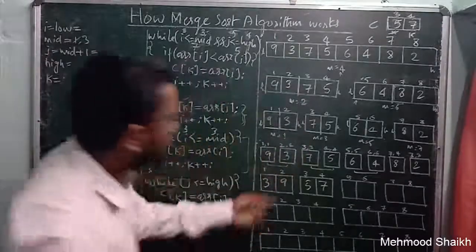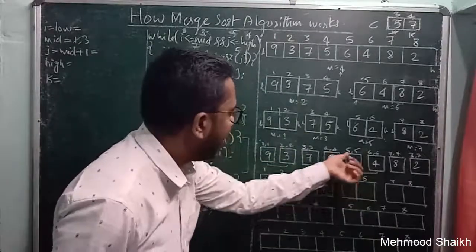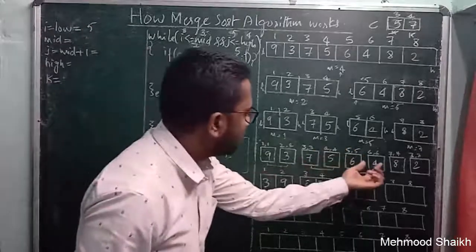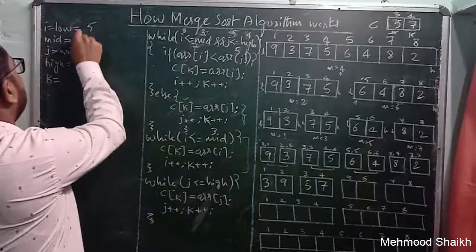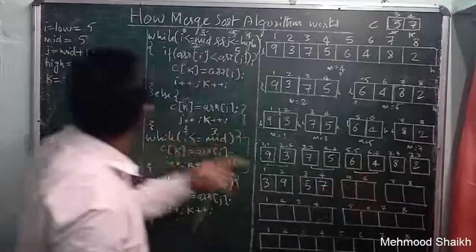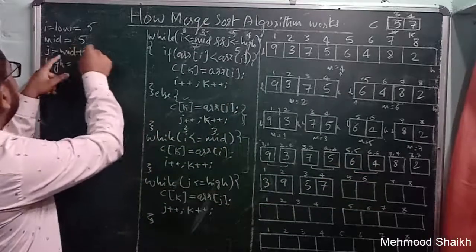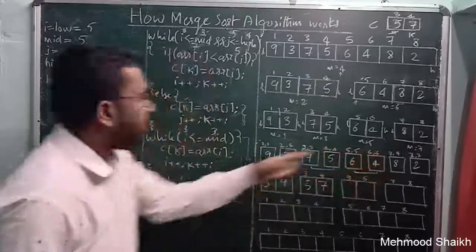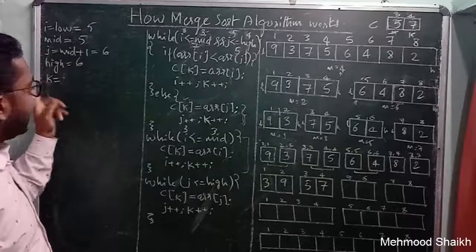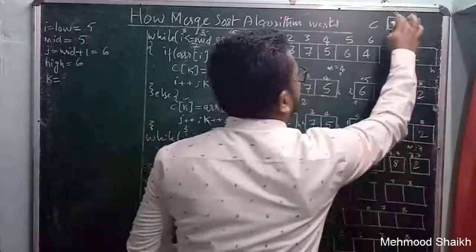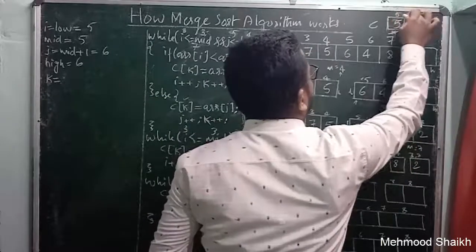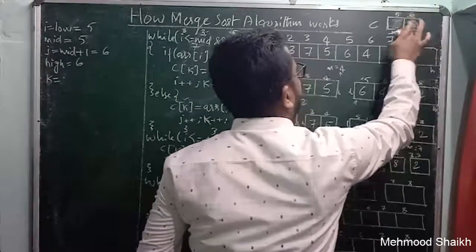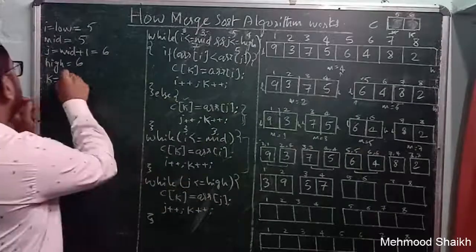Okay, so now for solving these two sub problems, what is the I value? This is 5. I value is 5. Okay, and then mid value for these two sub problems, mid value is 5. So we'll consider 5. Okay, and then what is mid plus 1? J is mid plus 1. So 5 plus 1 equals to 6. And then high for these two sub problems, what is the high value? 6. So I have kept 6 here. And k will be 5. Okay, fifth index, fifth and sixth index. Yes. Now let us run this algorithm.